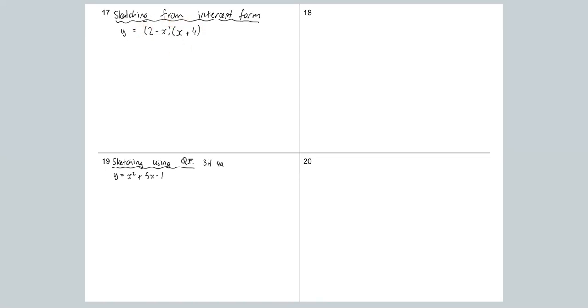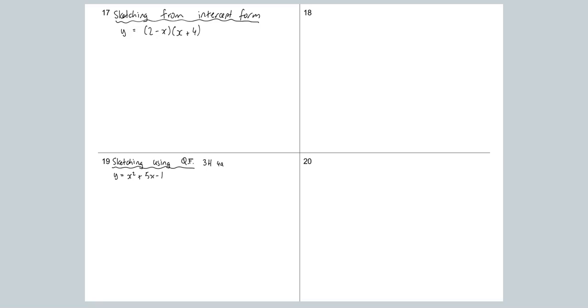Here's another function. It has been written in intercept form. Now, intercept form means it's written as factors. You could be given a quadratic function which you then can easily factorize, in which case you should do that to get it into intercept form so that you can work out the x-intercepts. But if you can't see it working very well, there are other methods that you can use.